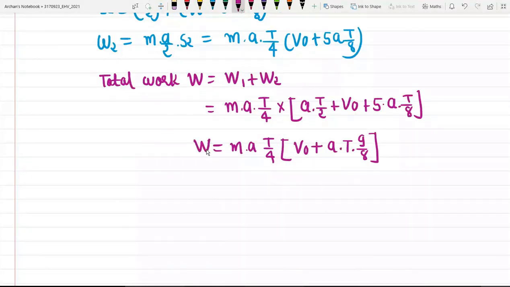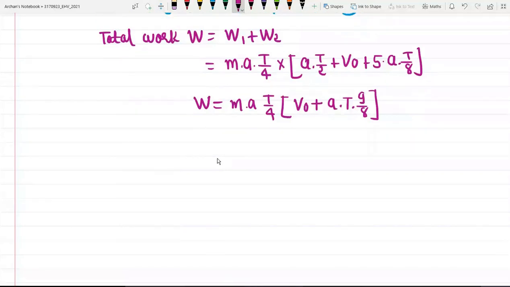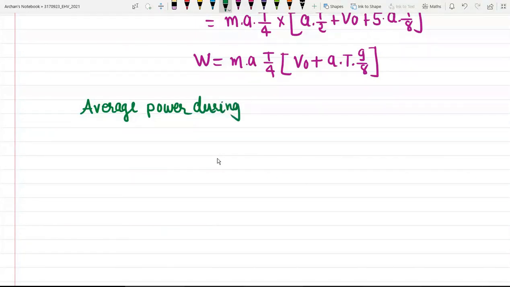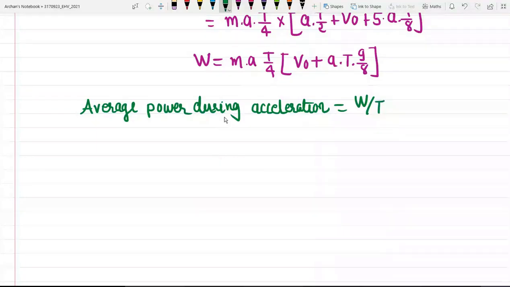Okay, so now we are available with the total work done, we are available with the total time period, which is equal to t. So average power during acceleration is nothing but work done per time. Okay, so now we have this equation of work done where we have the initial velocity v0 also. Okay, so let us consider v0 is equal to 0, the vehicle is at standstill.